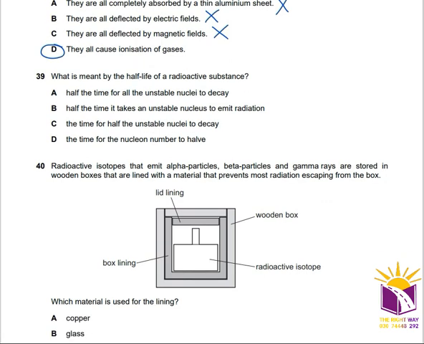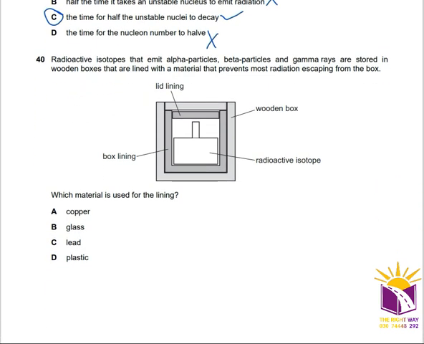What is meant by the half-life of a radioactive substance? Half the time for all the stable nuclei to decay. No. Half the time it takes an unstable nucleus to emit radiation. No, it is not the right option. The time for half the unstable nuclei to decay. Yes, half-life is the time in which half of the unstable nuclei decay. The time for the nucleon number to halve. No, this is also wrong. So C is the right option.